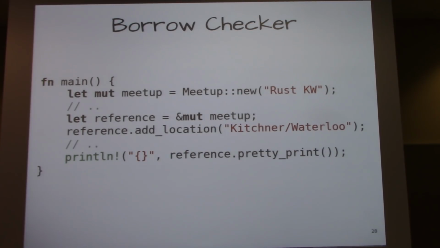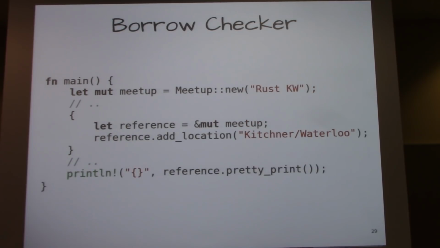Currently, how to solve it is you just put this inside curly braces, or put this code in a new block. And what Rust does is, as soon as the block ends, it deallocates any variable that was in that block automatically.